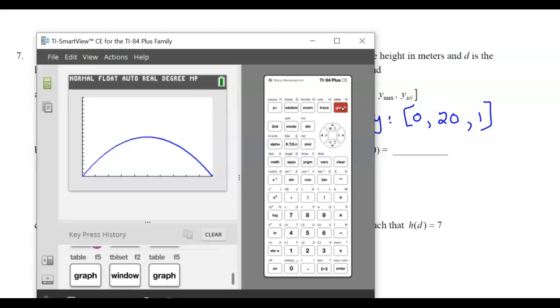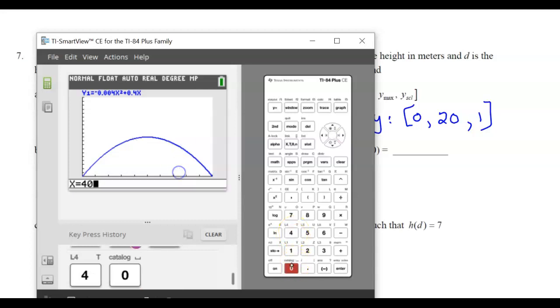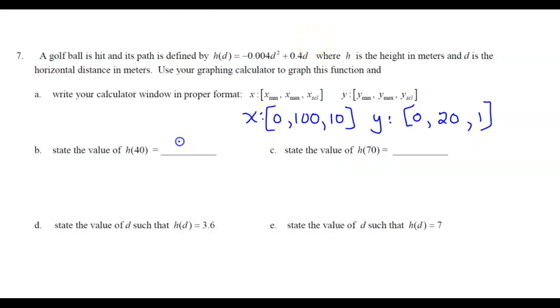So remember, fast way, there are two ways of doing this. You can go trace and cursor along. Problem is, look at all the values there. They're not, I'm close to 40, but I can't get right on 40. So you can't just trace along. But if you're in trace and I go 40, then it will go right to that point, 9.6. Okay.